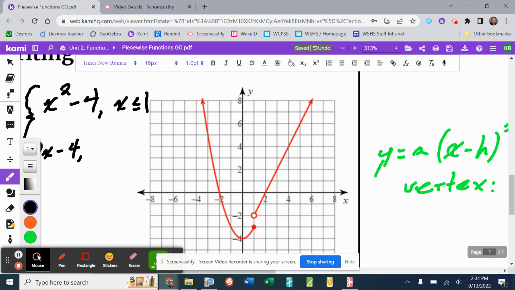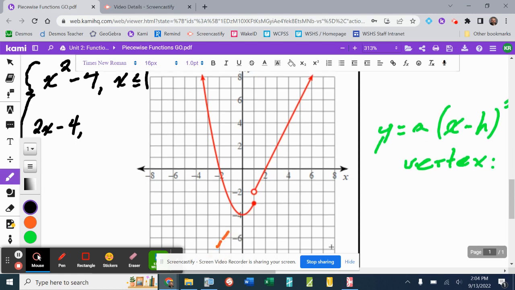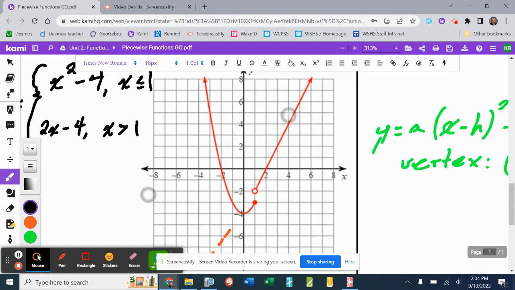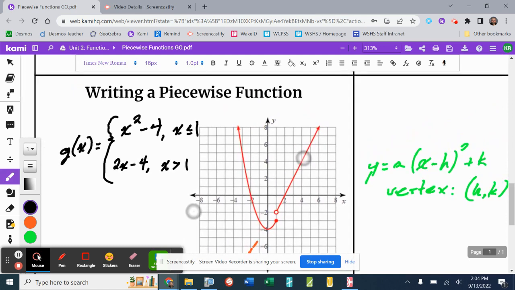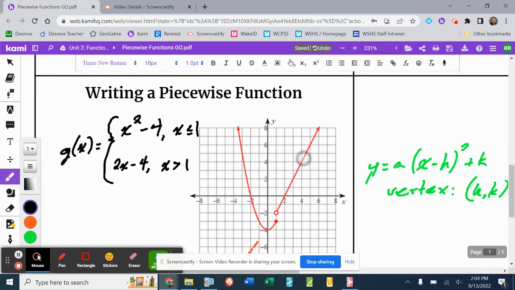And then for our second subfunction or piece, we can see that we have an open circle there at 1, and then it continues on to positive infinity. So it goes up and it keeps going to the right. So in this case, because it's not equal to, we have x is greater than 1. And so we have a piecewise function for that graph.